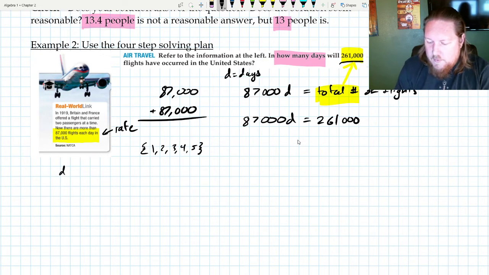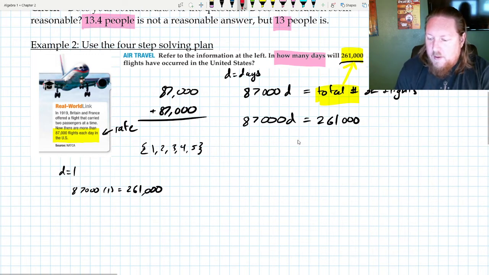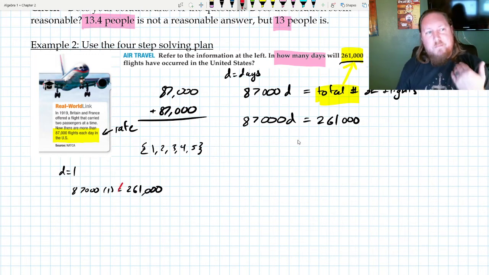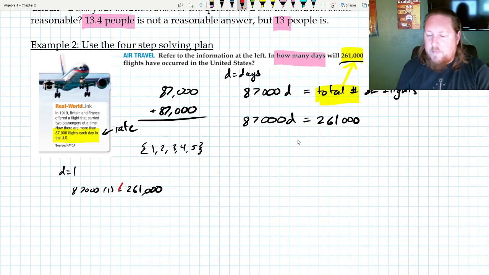So, I think I'm going to need some more space here. If it's 1 day, well, 87,000 times 1, does that equal 261,000? No. So when I look back at my replacement set, maybe I shouldn't have put 1 day in there. I knew that wasn't going to be enough people. So now let's try the other end. That's one thing I like to do with the replacement sets. I like to jump back and forth sometimes.